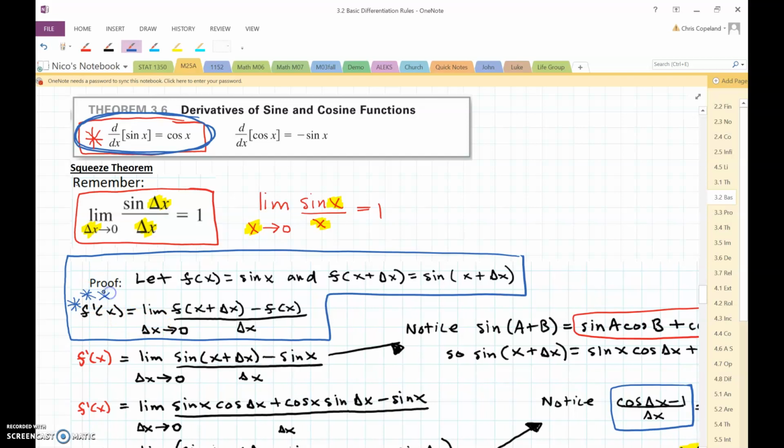Not any time, but the majority of time that we are proving one of the derivative rules, it's going to start with the definition of the derivative. Okay? So let's go through this. So step 1. Notice we're just going to substitute. So f of x plus delta x, that's going to become sine of x plus delta x. We're just going to substitute that into the definition of the derivative. And f of x is going to become sine of x.